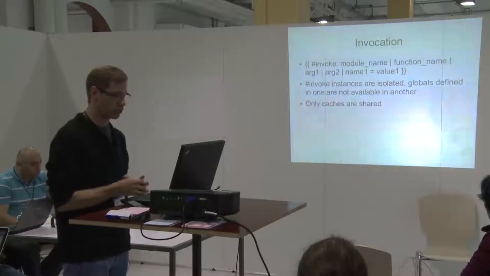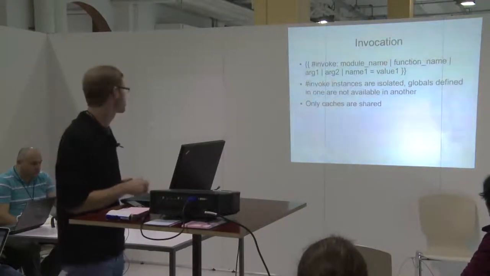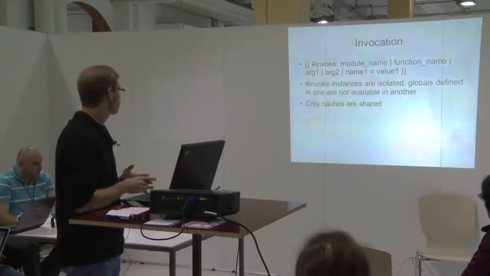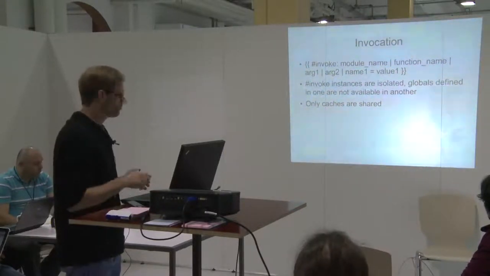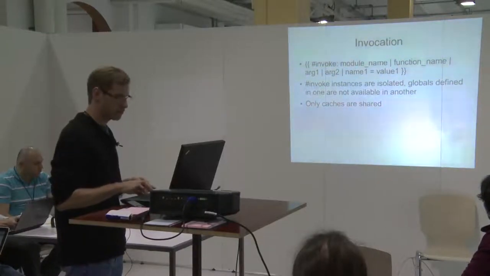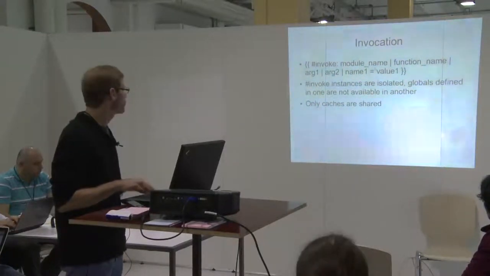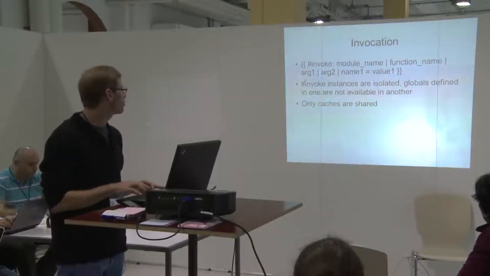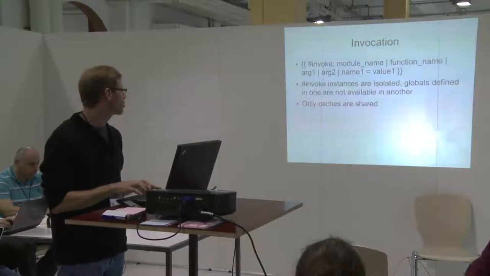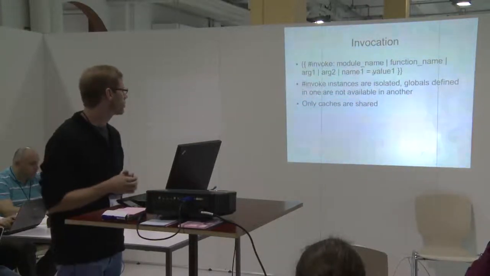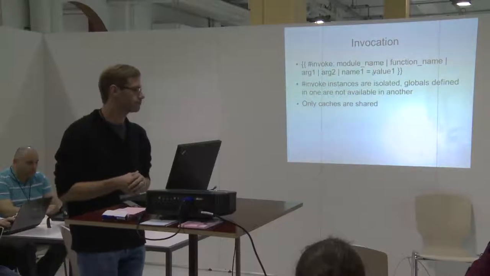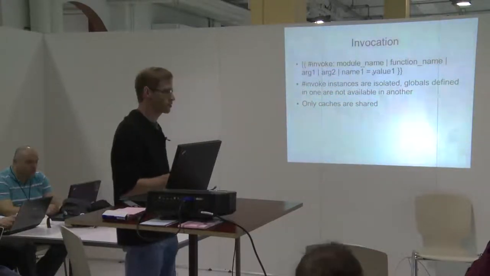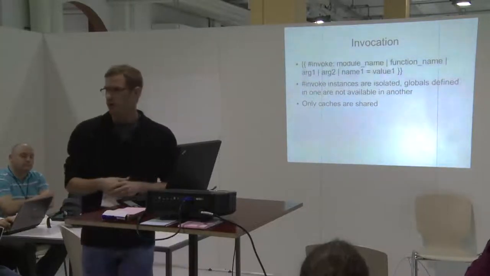To invoke a function in a module, you use this hash invoke parser function on a wiki page. Hash invoke has the module name as the first parameter, the function name, and then the arguments can be either numbered arguments or named arguments, as in a template invocation. All the arguments come in as strings? Yes, all the arguments are strings. Any other questions on that?